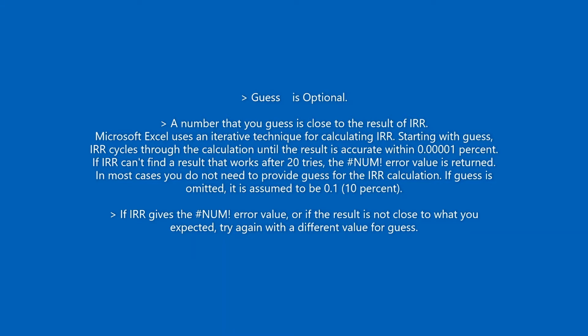So in most cases, you do not need to provide guess for the IRR calculation. It is completely optional, not a mandatory field. You need not give it at all. If guess is omitted, it is assumed to be 0.1, that is 10%. If IRR gives the #NUM! error value or if the result is not close to what you expected, try again with a different value for guess. But friends, remember guess is absolutely an optional input value. You need not mention it at all.